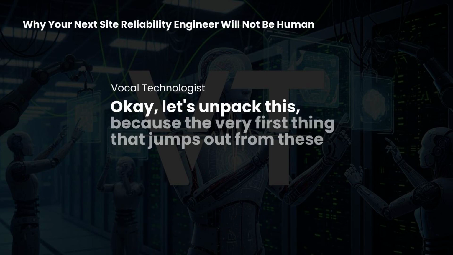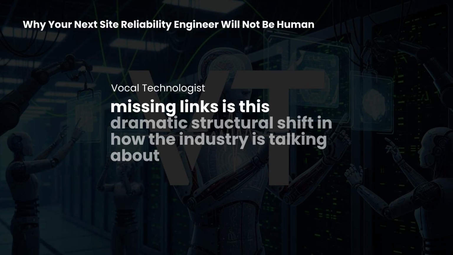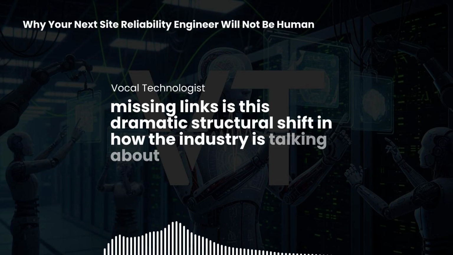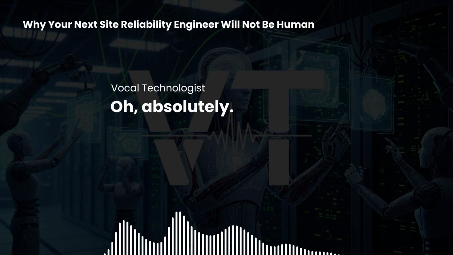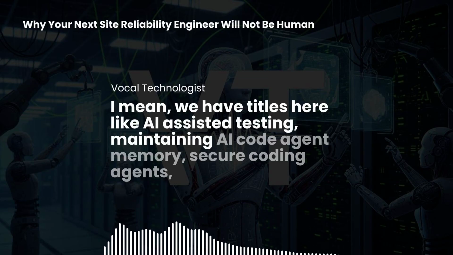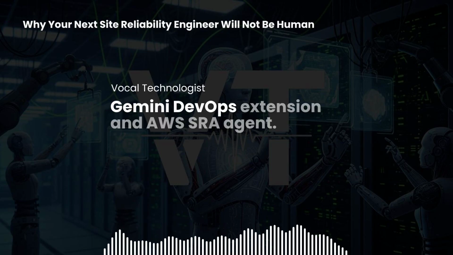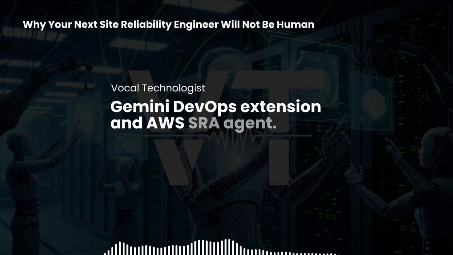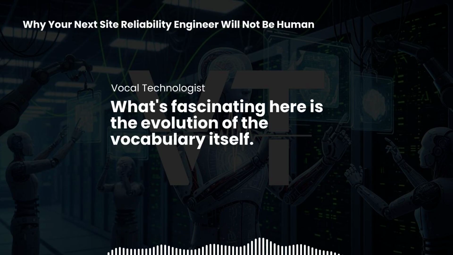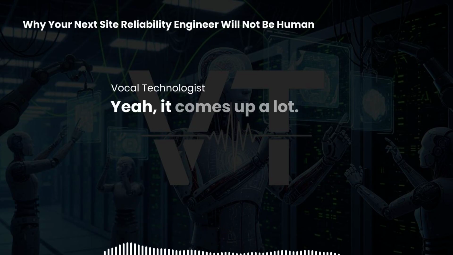Okay, let's unpack this. Because the very first theme that jumps out from these missing links is this dramatic structural shift in how the industry is talking about artificial intelligence. Oh, absolutely. It's a huge shift. I mean, we have titles here like AI-assisted testing, maintaining AI code, AgentMemory, secure coding agents, Gemini DevOps extension, and AWS SRE agent. What's fascinating here is the evolution of the vocabulary itself. Notice the repeated use of the word agent in those titles. Yeah, it comes up a lot.